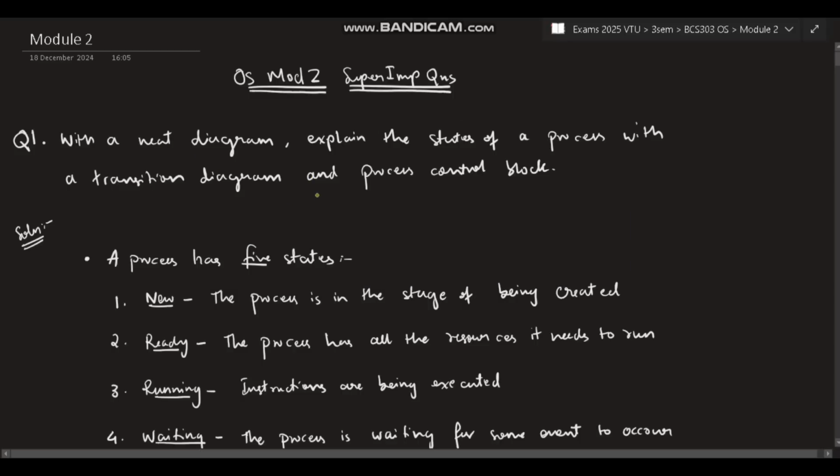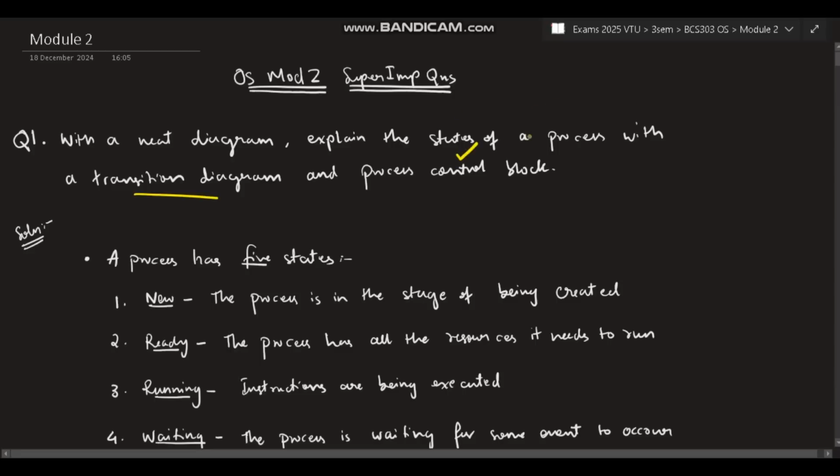These questions are the repeated ones in the previous year and previous schemes papers. Okay, so the first question is, with a neat diagram, explain the states of process, with a transition diagram and process control block. So two questions are asked here. First, you have to explain the states of a process with a transition diagram, and second, we have to explain process control block with a neat diagram.